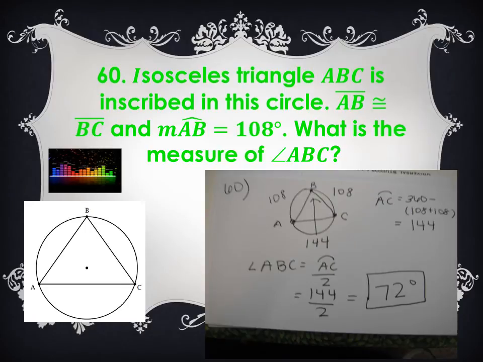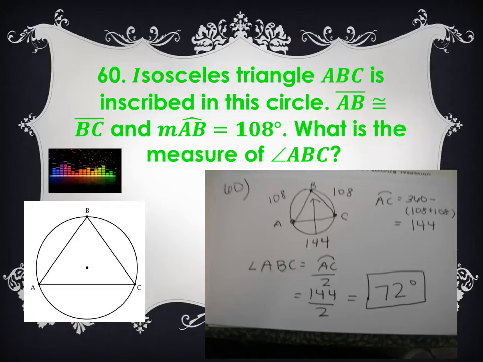In this problem, you were given an inscribed isosceles triangle, meaning that side AB is congruent to side BC. AB and BC are chords of the circle, therefore arc AB is congruent to arc BC. We are told that arc AB is 108 degrees, so arc BC is also 108 degrees.